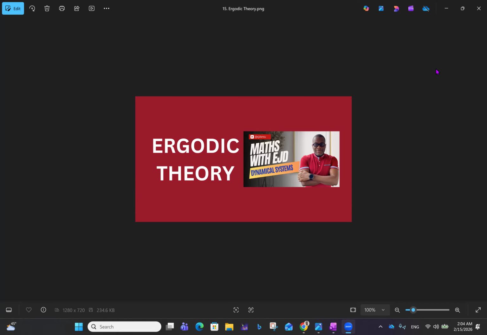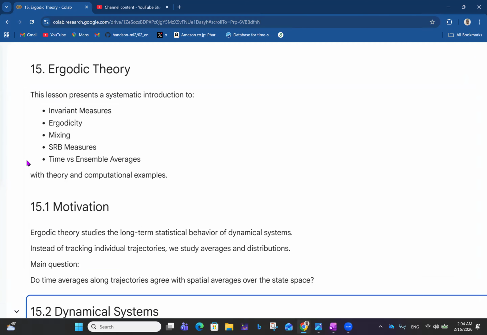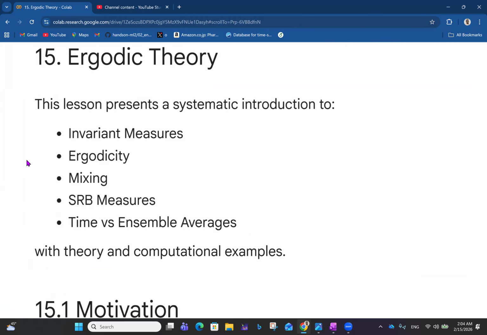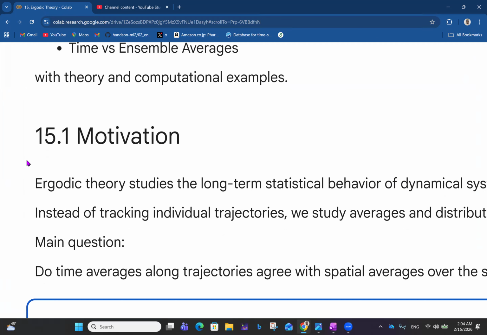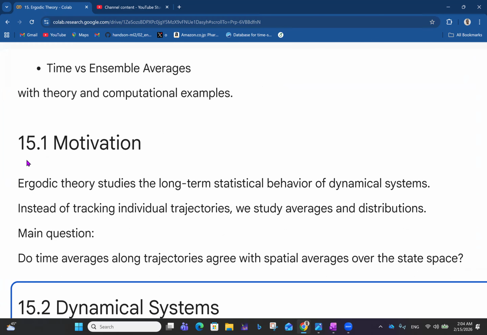We continue discussing dynamical systems by considering ergodic theory. So, this lesson presents a systematic introduction to invariant measures, ergodicity, mixing, ergodic measures, time versus ensemble averages with theory and computational examples. So, first of all, the motivation behind this.